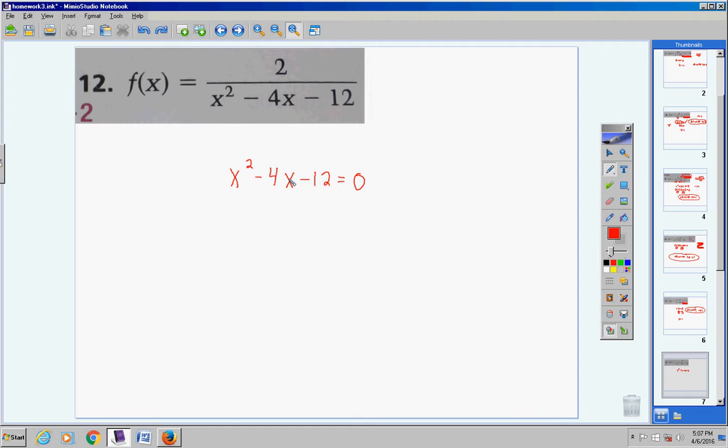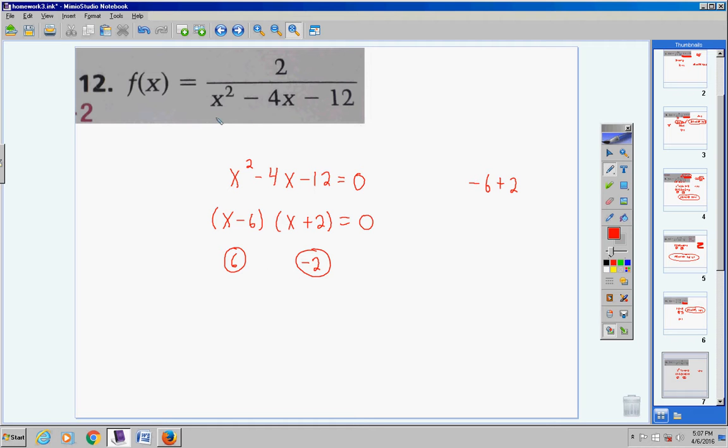When added together give me negative 4. Negative 6, positive 2. Multiply those, negative 12. Combine those, negative 4. So my factorization is x negative 6, x positive 2. Set this group equal to 0 and solve, you'll get this. Set this group equal to 0 and solve, and you'll get this. So those two numbers right there are no good to us. These two numbers here make the entire denominator become 0.